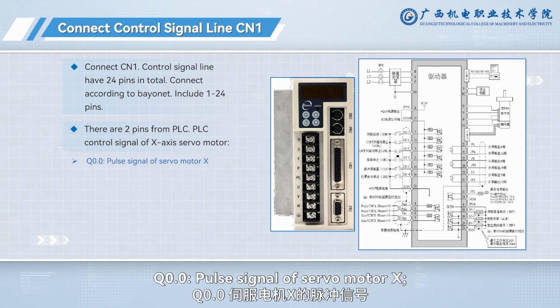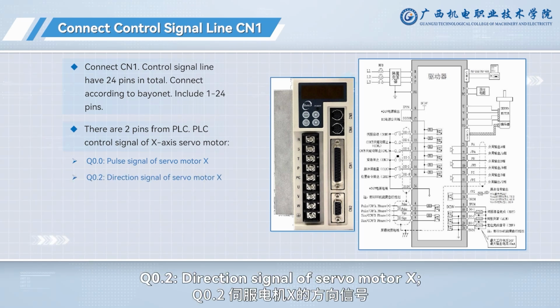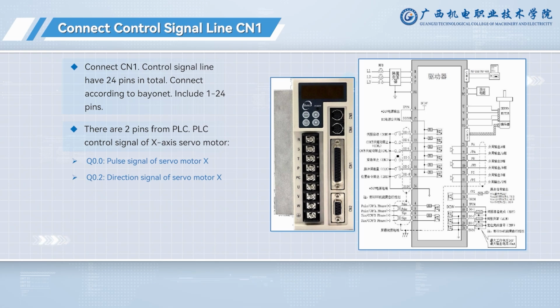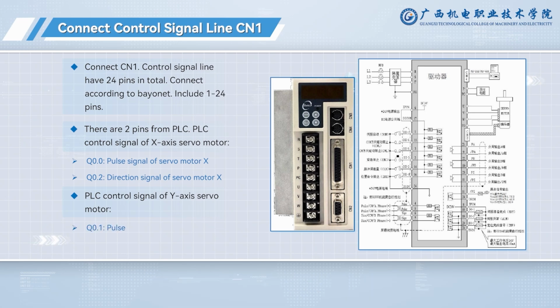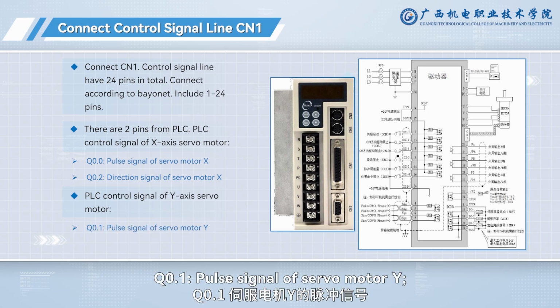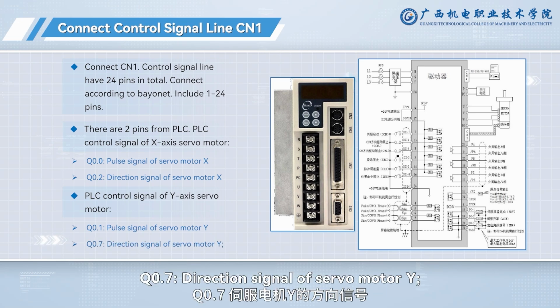Q0.0. Pulse signal of servo motor X. Q0.2. Direction signal of servo motor X. PLC control signal of the Y-axis servo motor. Q0.1. Pulse signal of servo motor Y. Q0.7. Direction signal of servo motor Y.